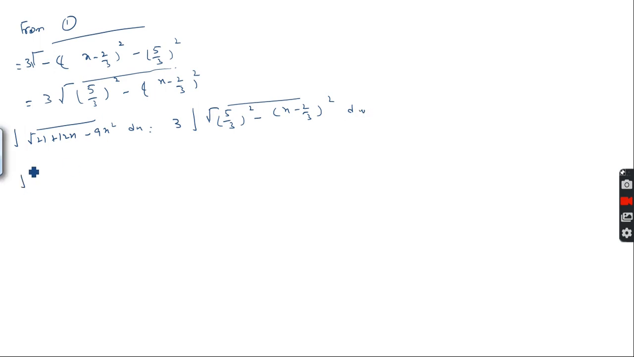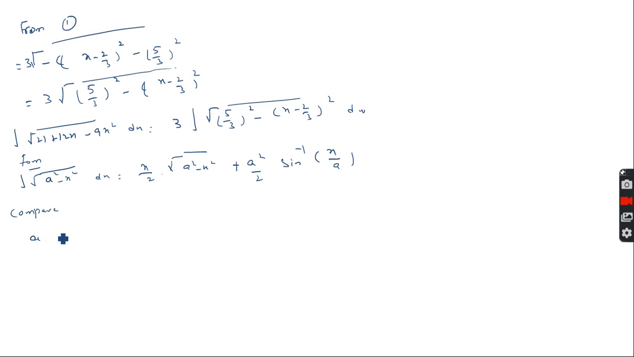That is the integral of, what is the standard form? The standard form is the integral of root of a square minus x square. We know the formula: x by 2 into root of a square minus x square plus a square by 2 into sin inverse x by a. Here, comparing, what is the a value? The a value is 5 by 3 and the x value is x minus 2 by 3.